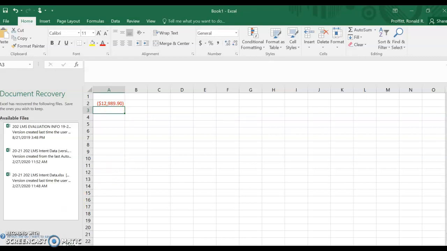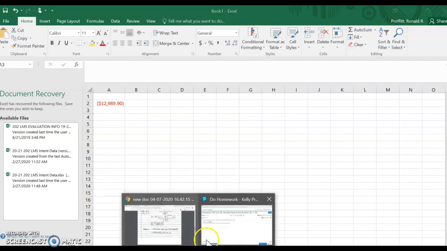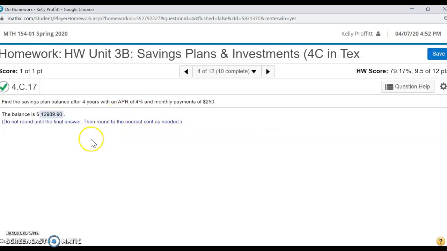I think that's all of that problem, and I hope this helps you. Either you can use your calculator and use the formula, or you can use Microsoft Excel to find the savings plan balance.